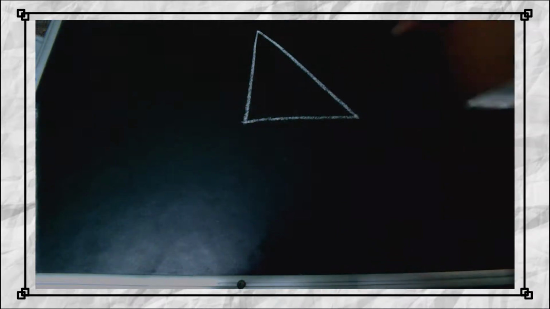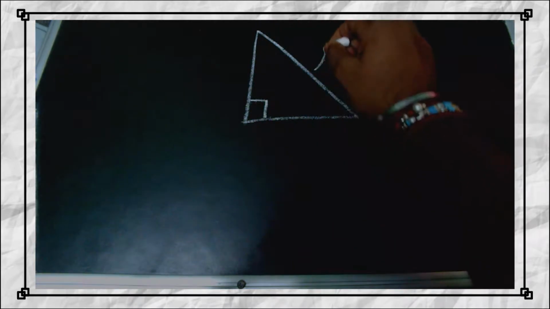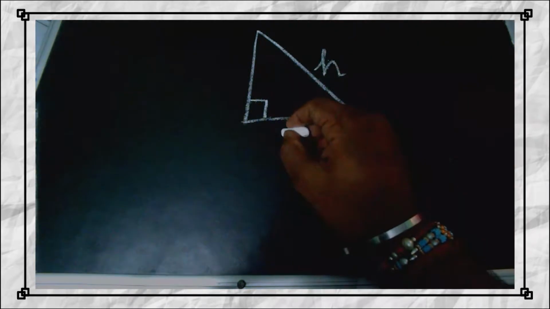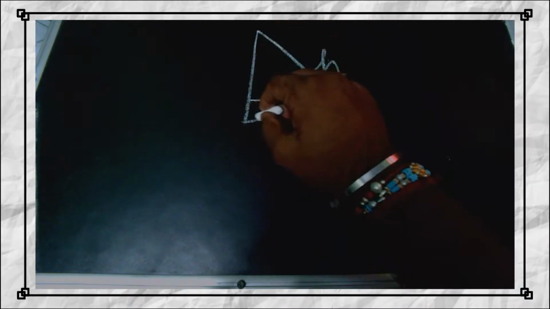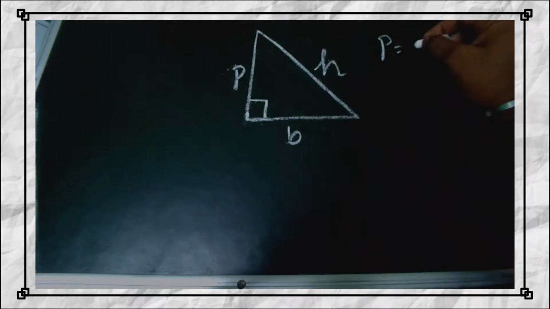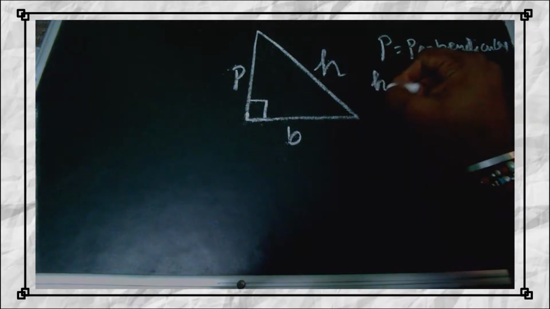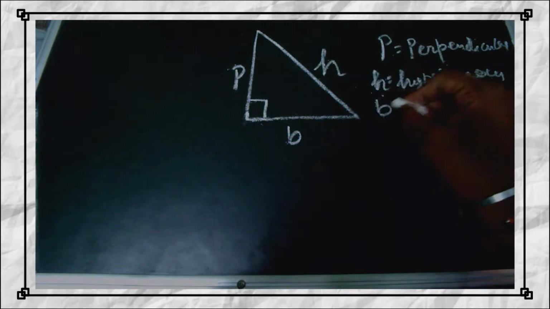Now let's talk about trigonometric functions. First of all, let's look at a right angle triangle. In a right angle triangle, there are three sides. Two of these three sides are attached with each other at a right angle. This side is known as the hypotenuse. The side at the bottom is known as the base. The side attached to the base at 90 degrees is called the perpendicular. P denotes perpendicular, H denotes hypotenuse and B denotes base.